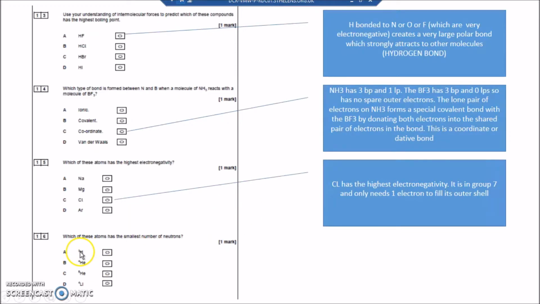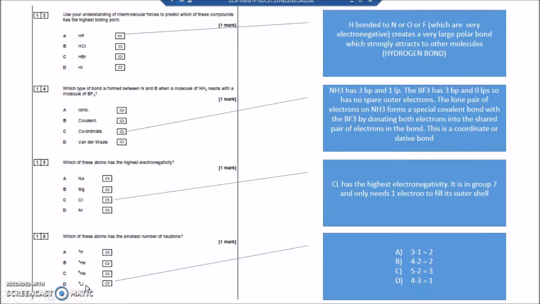Which of these atoms has the smallest number of neutrons? So what you do is, for neutrons, you take the mass number, the top number, and you take away the bottom number, the proton number, or the atomic number as it's sometimes called. You'll have to look these up. Top number, the mass number is 3 for hydrogen, 1 is the atomic number, so 3 minus 1 is 2. 4 take away 2, helium has got a proton number of 2, so 4 take away 2 is 2. Helium 5 take away 2 is 3. Lithium has got an atomic number or a proton number, whichever way you want to call it, of 3, so 4 take away 3 is 1, so your answer is D.